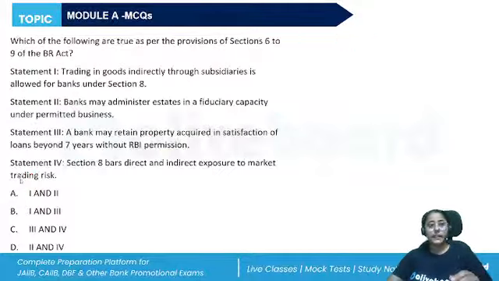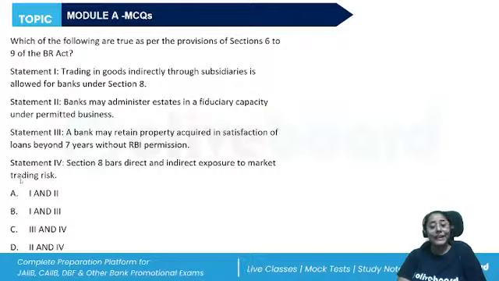All right? Which of the following are true as per the provisions of Section 6 to Section 9 of the Banking Regulation Act? Trading in goods indirectly through subsidiaries is allowed for the banks under Section 8. Banks may administer estates in a fiduciary capacity under the permitted business. Banks may retain property acquired in satisfaction of loans beyond 7 years without RBI permission. Section 8 bars direct and indirect exposure to market trading risks. So now what will be the correct answer here? Which statements are correct?